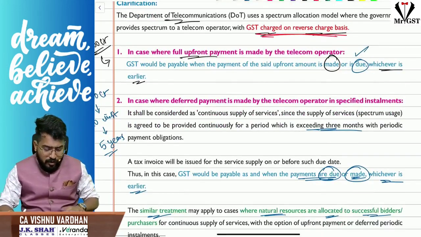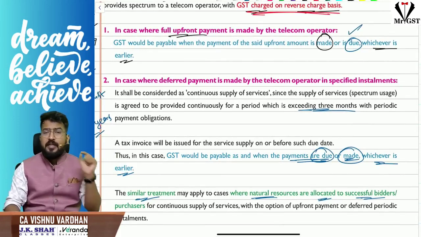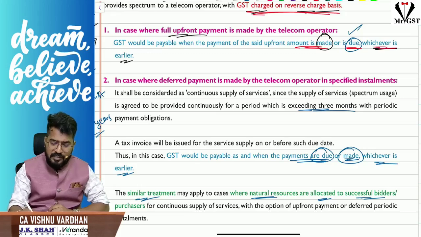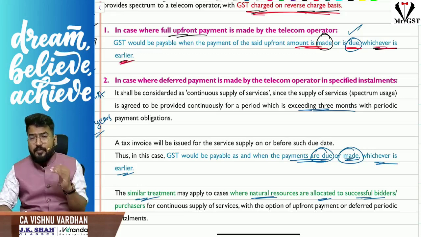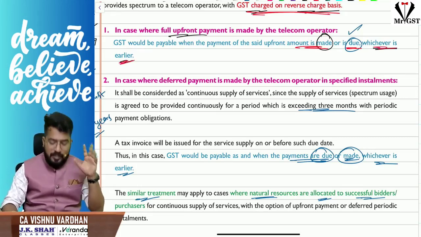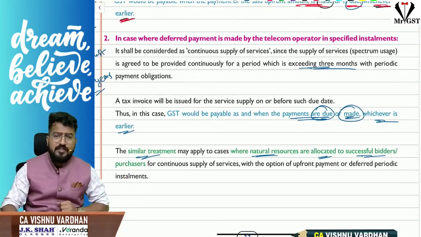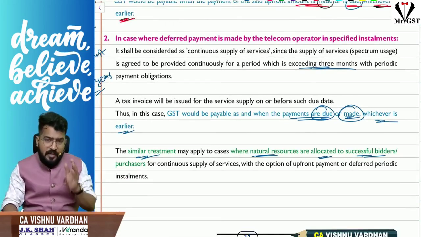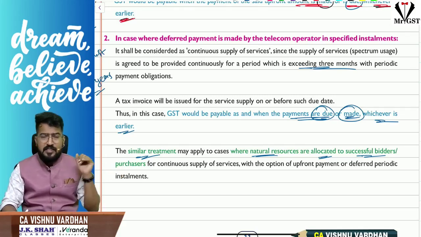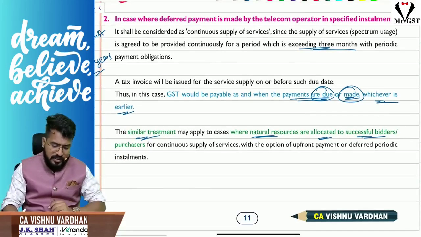Now, sir, if the payment for the telecom license is made fully upfront, then the time of supply, the GST liability will come into picture when the amount is due or made, whichever is earlier. This is fine, sir. But what if the spectrum license charges are paid on installment basis? What is the time of supply? There, the department has clarified here. See, this is nothing but similar to continuous supply of service, because it is going beyond 3 months. And for that, sir, the invoice should be raised accordingly by following section 31 because it is a continuous supply of service. And here the GST liability will come into picture.